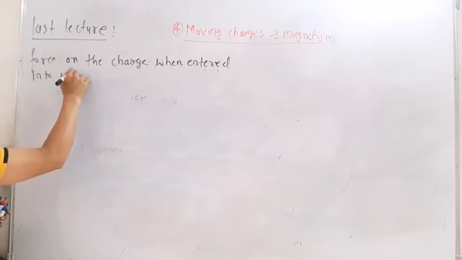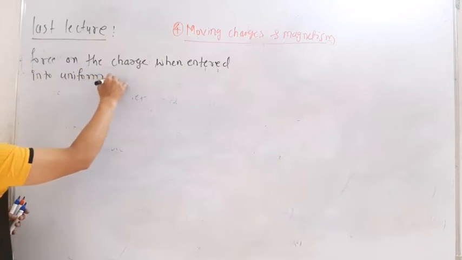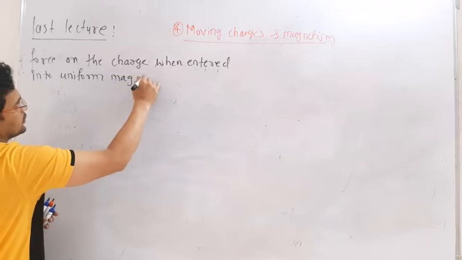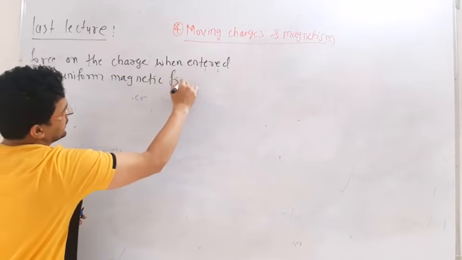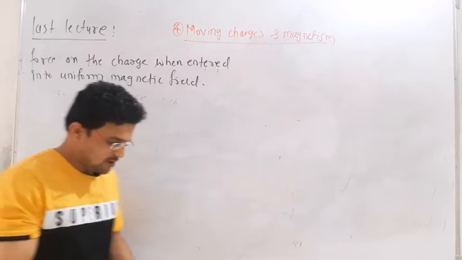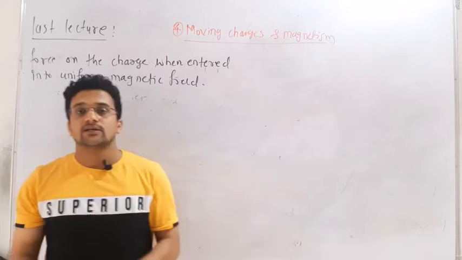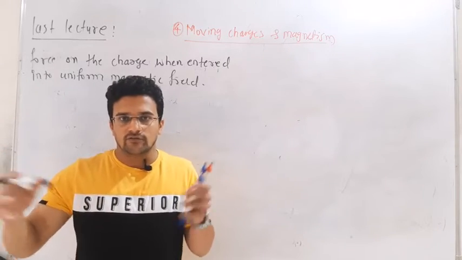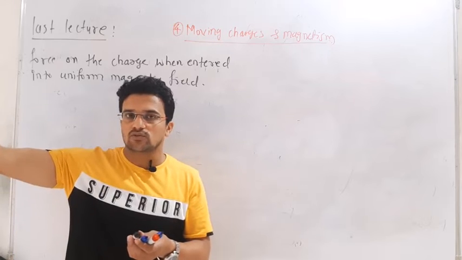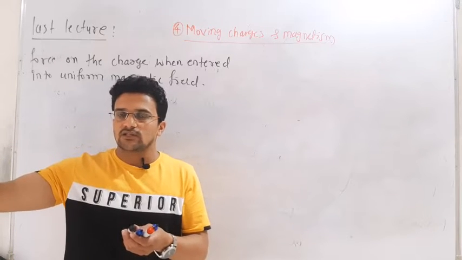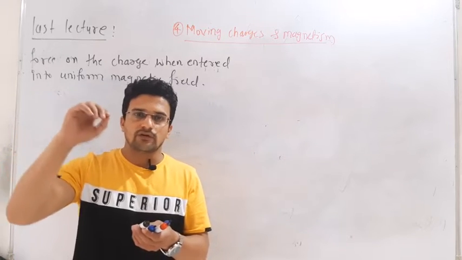into a uniform magnetic field. Whenever a charge enters, suppose in this room there is a magnetic field and one charge is coming from outside of this room. Once that charge comes into the magnetic field, it will get deflected.